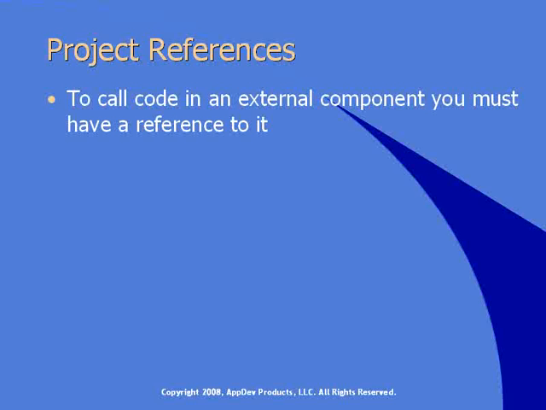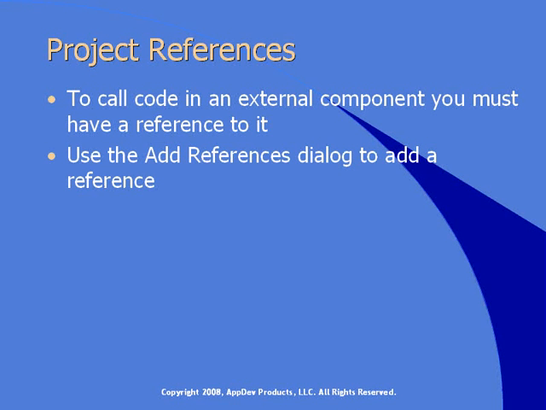So to call code that's in an external component or an assembly, you have to have a reference to it. And you'll use the Add References dialog to add a reference. This dialog gives you a number of tabs, one of which shows all of the installed .NET classes, so everything in the .NET Framework, and also other .NET classes on your computer.